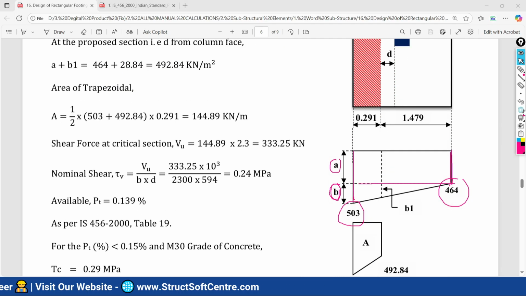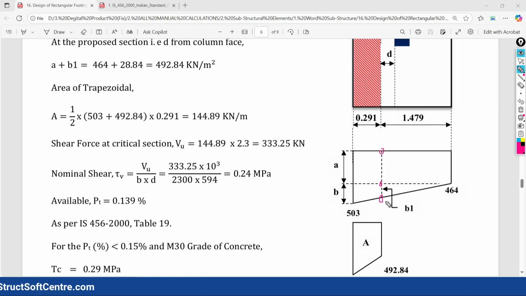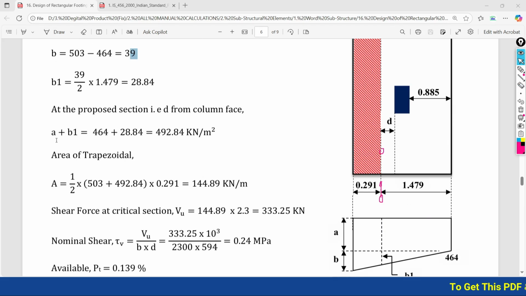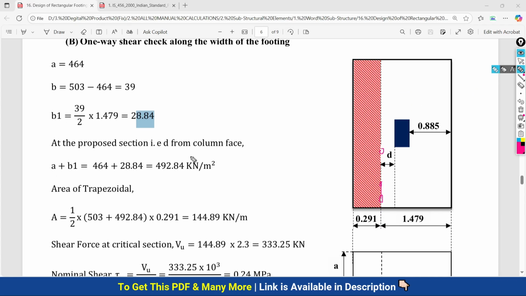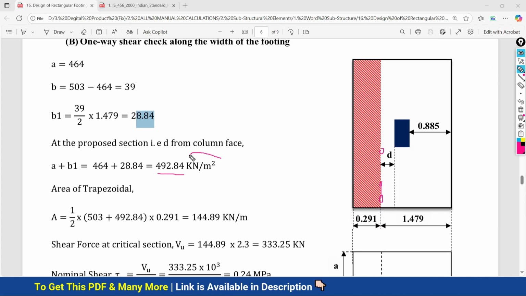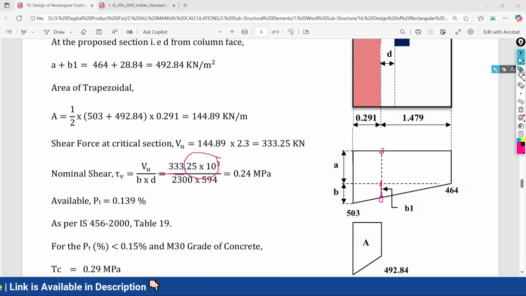Now we have to calculate B1. B1 we have to calculate from here to here and this. Okay, how to calculate? You know very well, many times we already have discussed. We have to use the similarity of the triangle. So by the similarity of the triangle, you will have the value of B1 28.84, and finally by adding this A and B1 we are having 492.84 kilonewton per meter square as the upward soil pressure at a critical section at a distance of D from the face of your column.